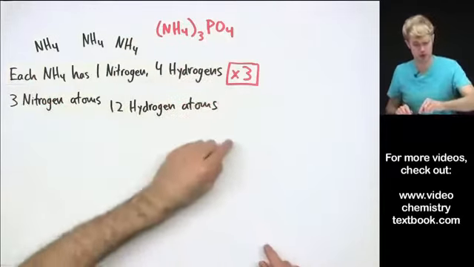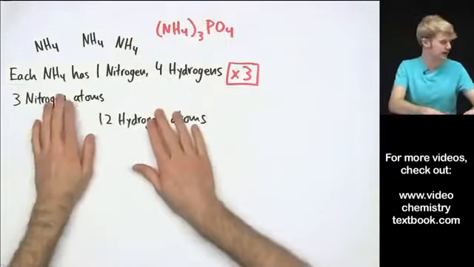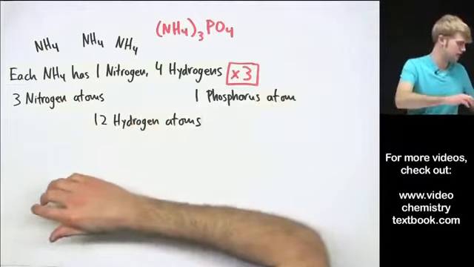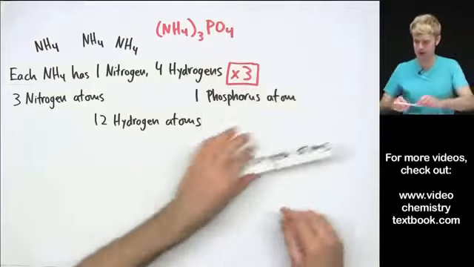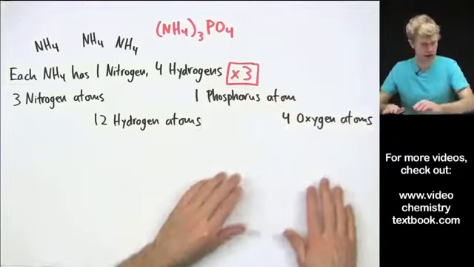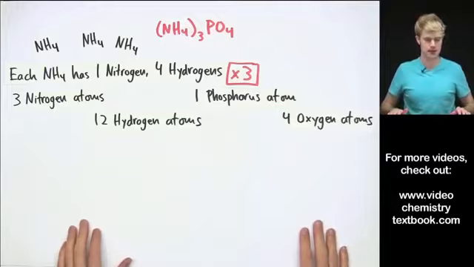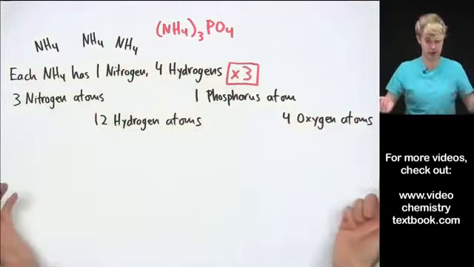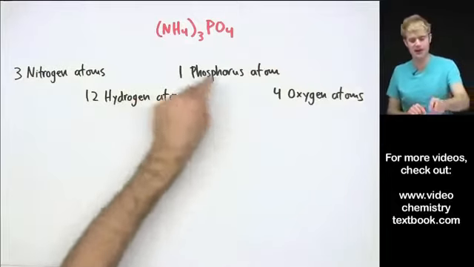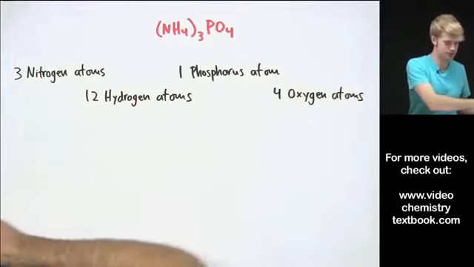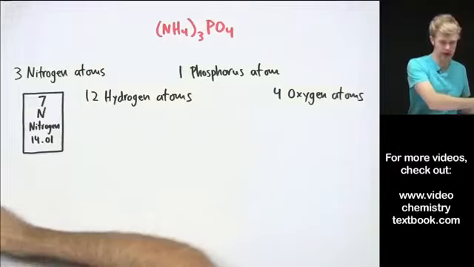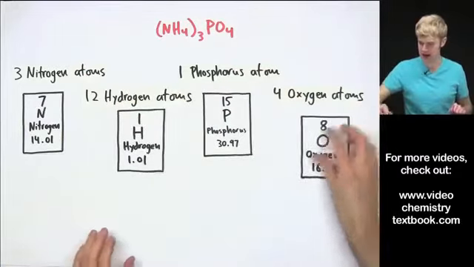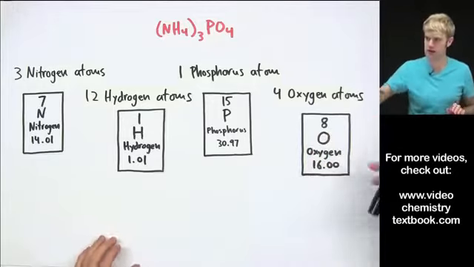Now let's keep going with the formula. We got a P with nothing after it, which means that we have 1 phosphorus atom, and then we have an O with 4 after it, so that means we have 4 oxygen atoms. Okay? I'm just going to get rid of this math stuff up here so that it can be a little bit clearer. Okay, and now we know how many of each type of atom we have, so we just pull these up on the periodic table. Nitrogen, hydrogen, phosphorus, and oxygen, and we do the math here.